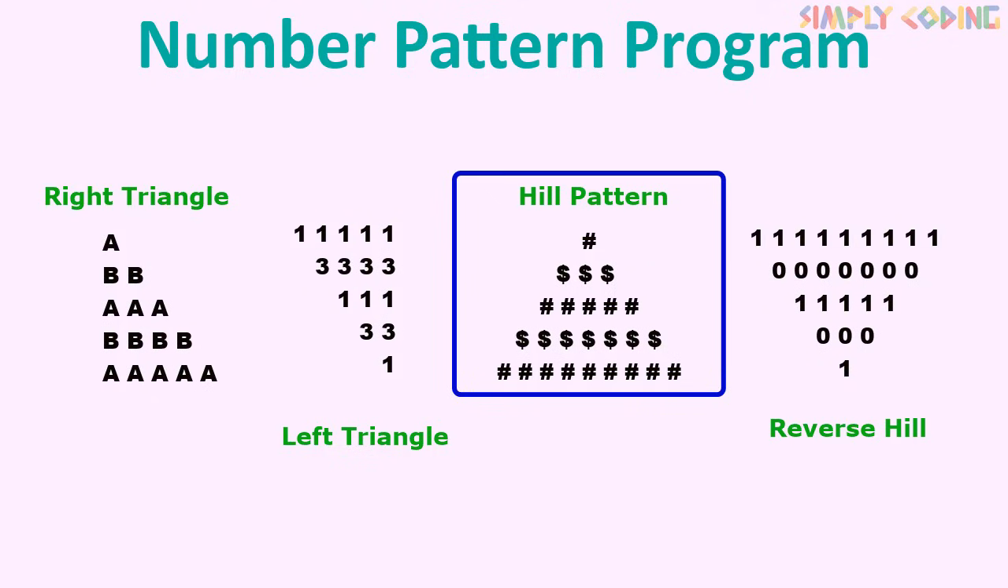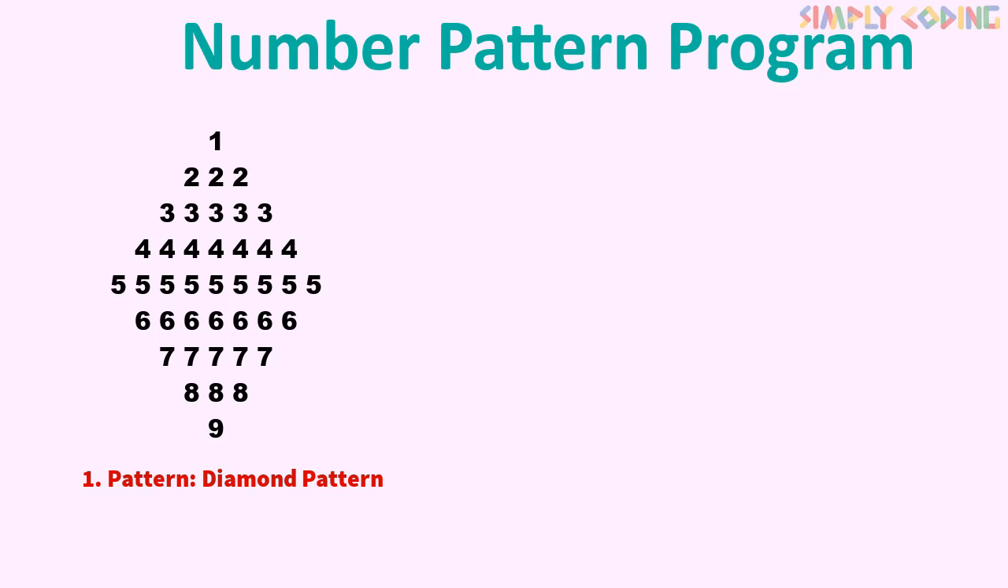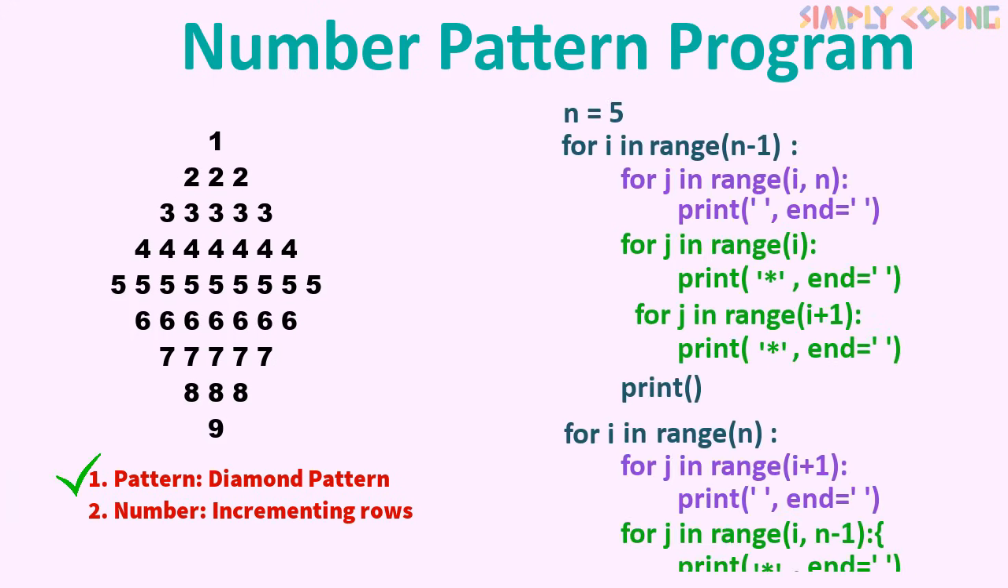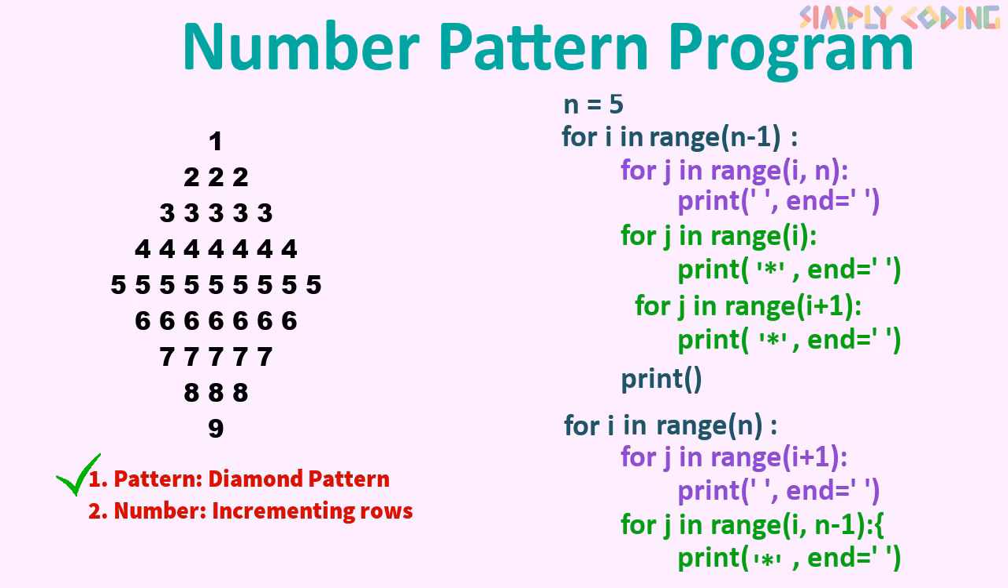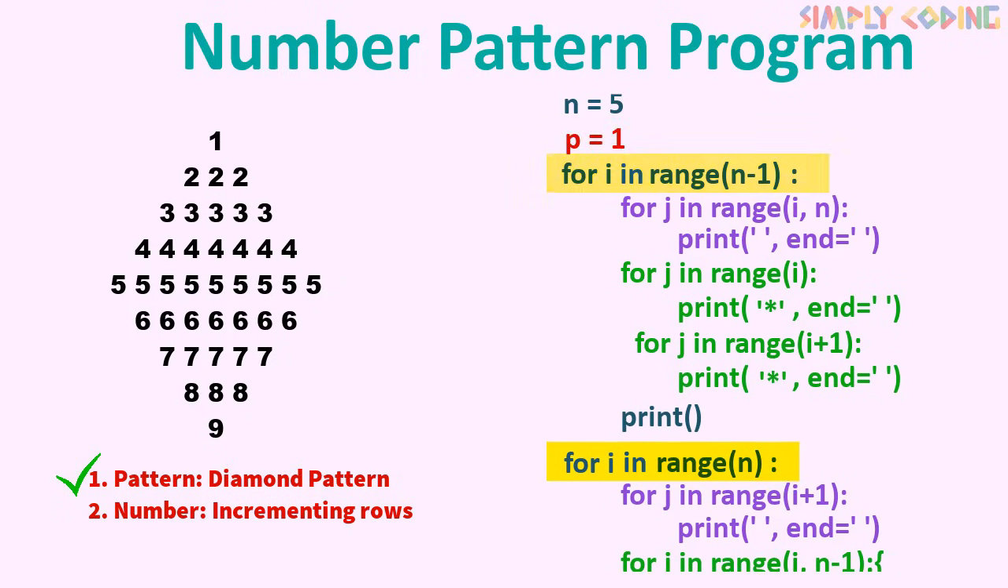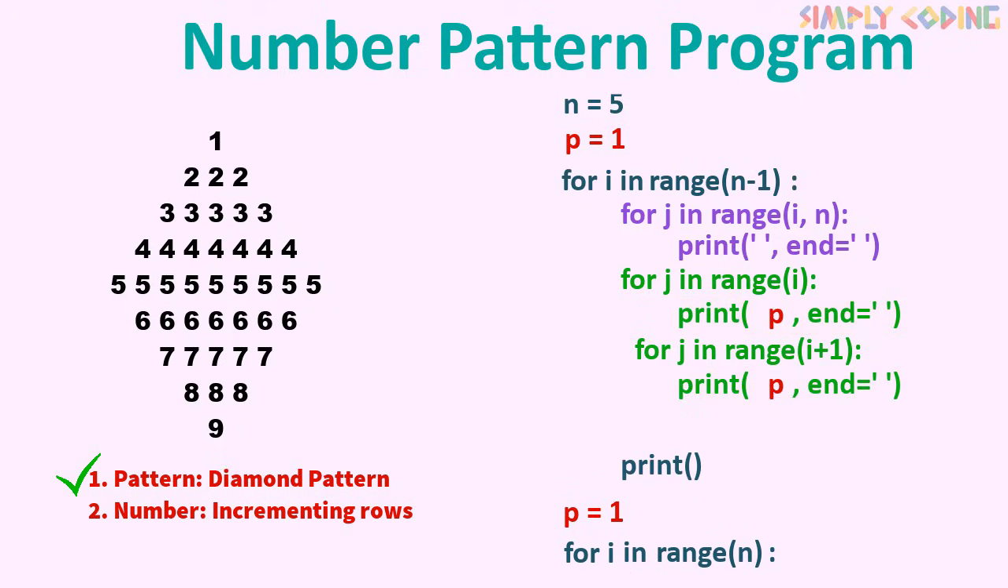Now how does this work for bigger patterns like diamond or butterfly pattern? Let's take the diamond pattern as an example. Here we have our star pattern code for diamond. Here instead of star, the expectation is to print increasing row numbers. Now we have two outer loops here. Can you, in both loops, add p equal to 1 before the outer loop, replace star with printing p, and add p plus equal to 1 before print?